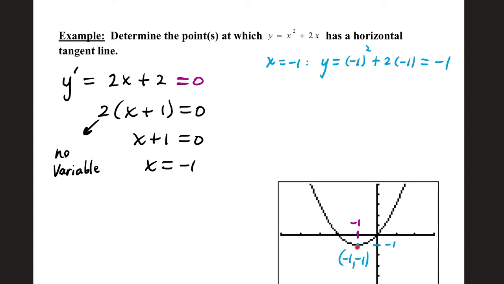When x is negative 1, in the original function, its value is -1, so pairing that up, we get -1, -1, and this function only has one location with a 0 slope or horizontal tangent line.